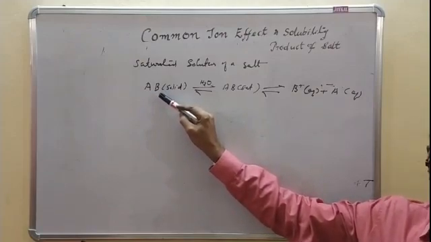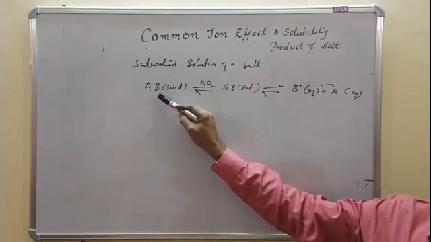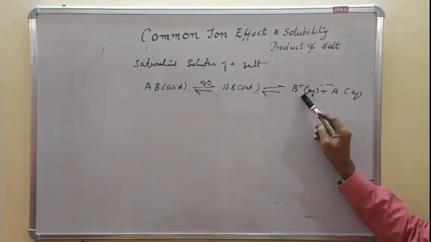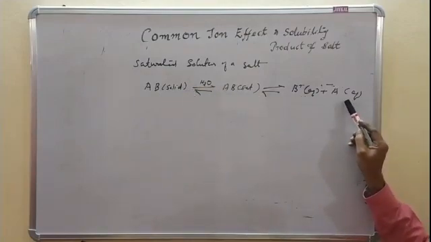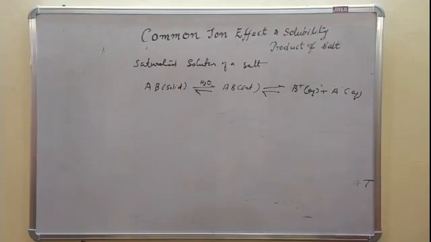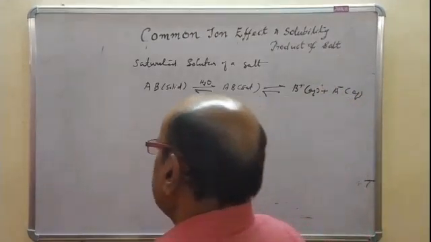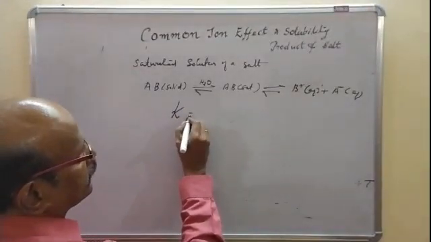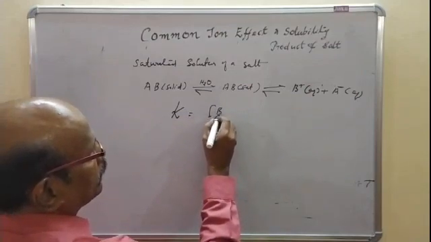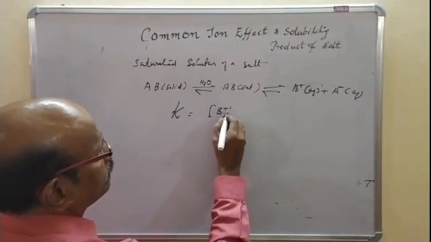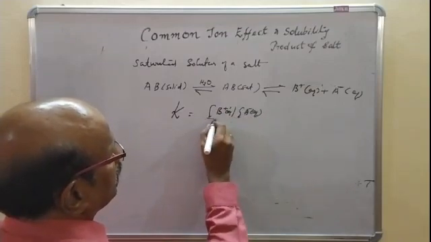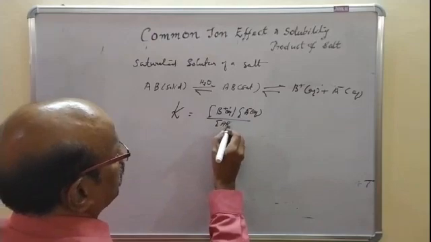In the saturated solution, there is always undissolved solid salt. The undissolved salt always lies in equilibrium with the dissolved ions of the salt in the solution. So by applying the law of mass action, we have the equilibrium constant K equal to the concentration of B plus (aq) times the concentration of A minus (aq), divided by the concentration of AB solid.